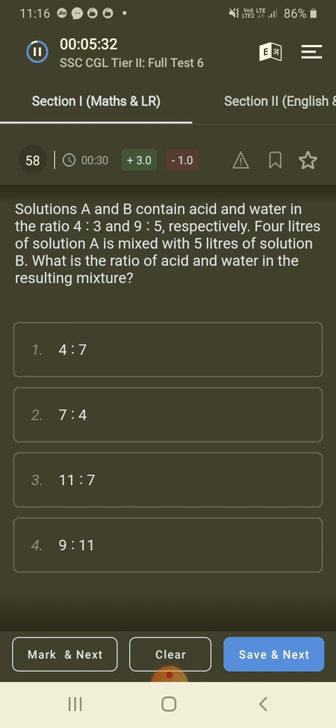Solution A and B contain acid and water in the ratio. 4 liters of solution A is mixed with 5 liters of solution B. Acid, water, 4 liters, 5 liters of B.